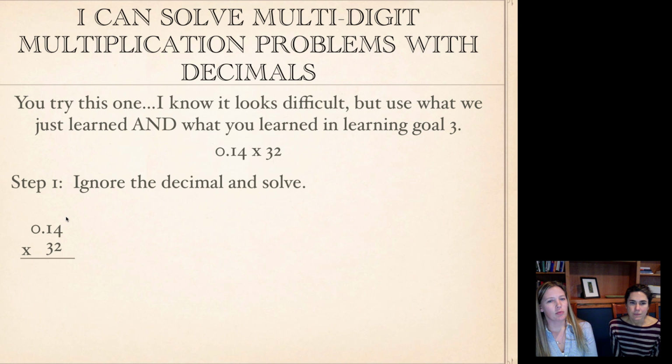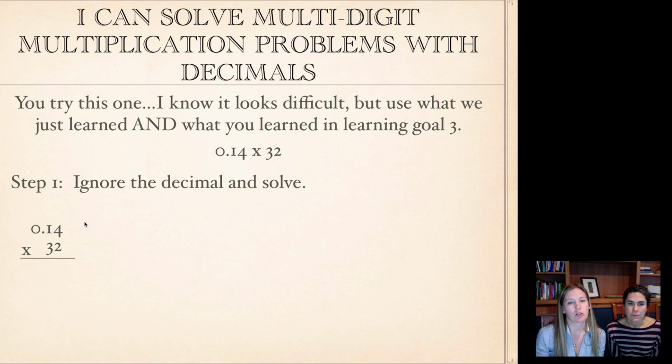Okay, so step 1, we're going to ignore our decimal and we are going to solve it. So I am going to use the shortcut method just to make it a little bit faster. But again, if you wanted to draw in your rectangles, by all means, please do that, whichever method you're most comfortable with. So starting with 4 times 2, I have 8. Now I move over to my tens. So 2 times 1 is 2, and I put that in my tens column. And again, I can ignore this because I'm ignoring the decimal right now.